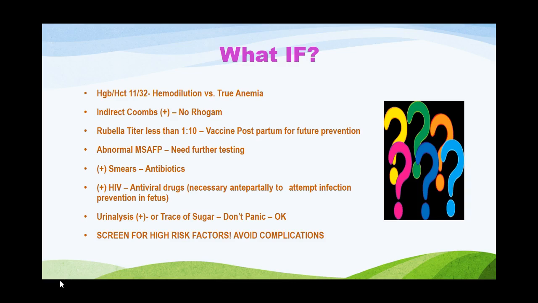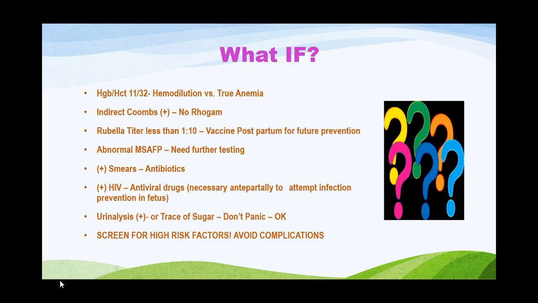Rubella titer less than 1 out of 10. That means that the mom needs to receive the MMR vaccine postpartum so that she can be immune for any of her subsequent pregnancies. So if the titer is less than 1 to 10 for rubella, that means that the mom is non-immune. Okay, if it's greater than 1 to 10, that means she is immune and will not need the vaccine. All right, so anything less than 1 to 10, we want that mom to have the vaccine after she delivers.